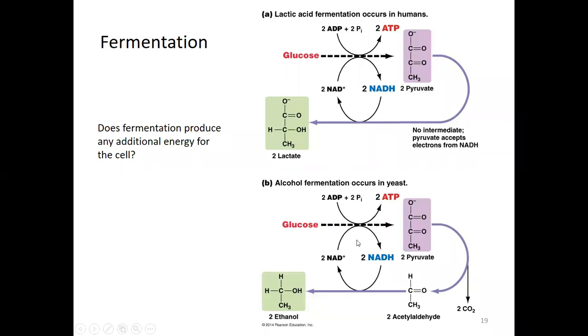Yeast ferment a slightly different way. They take glucose and produce pyruvate through glycolysis. Then they convert pyruvate into something called acetaldehyde, and they release carbon dioxide as a result. Then they take the electrons off of NADH and put them on the acetaldehyde, and they make ethanol. This is essentially the fermentation that's used to brew alcohol, brew beer, and other spirits.